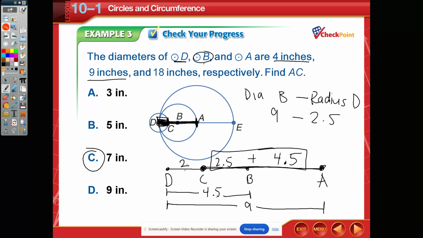Why did I get a different answer? The diameter of B is 9. Take away the radius of D, which is not 2.5, it's just 2. All right, brain fart. Okay, that's good enough.